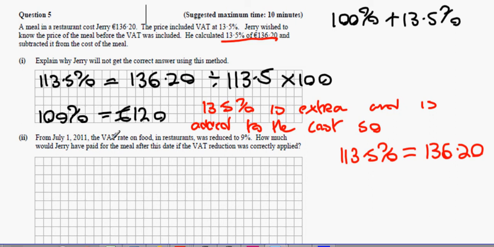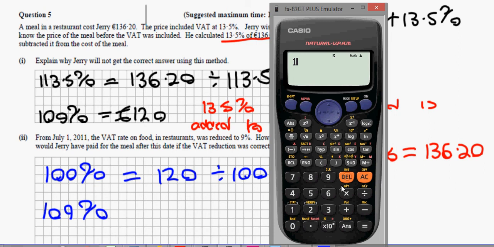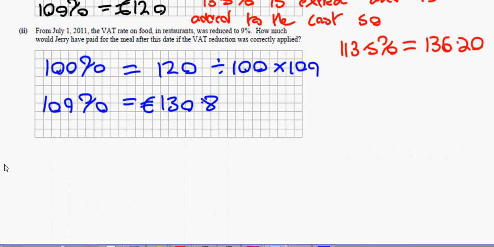From July 1st, 2011, the VAT rate on food in restaurants was reduced to 9%. How much would Jerry have paid for the meal after this date if the VAT reduction was correctly applied? Well, 100% would still be €120. And now we're going to look for 109%. So we're going to divide by 100 to bring it to 1%, and then multiply by 109. So 120 divided by 100 multiplied by 109, and what we should get here is 130.8. Okay, so that's the end of question 5.